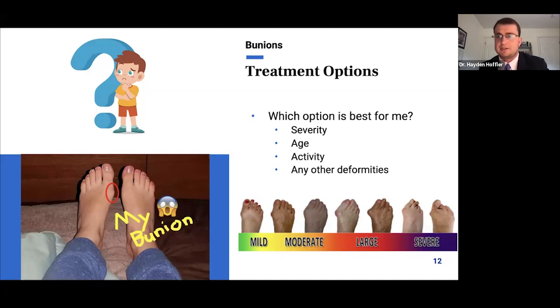Age is another factor. Is there arthritis involved? Are they very active, such as playing pickleball lately? Are they playing tennis, basketball, soccer? And are there other deformities? That's the big one. Do they have hammer toe deformities? Do they have a hindfoot deformity, meaning towards your heel bone? Are they flat-footed? Are they high arch? All those can be contributory to which option is actually best for my patients.